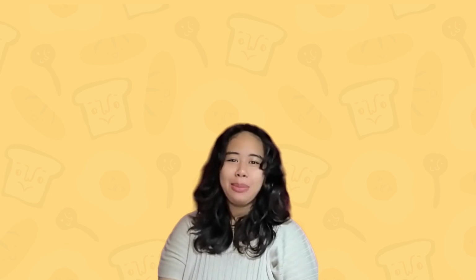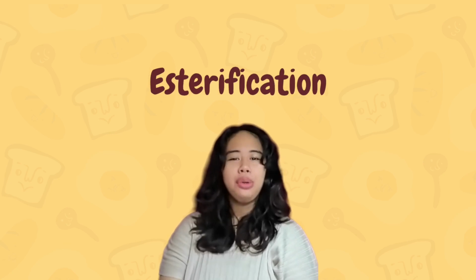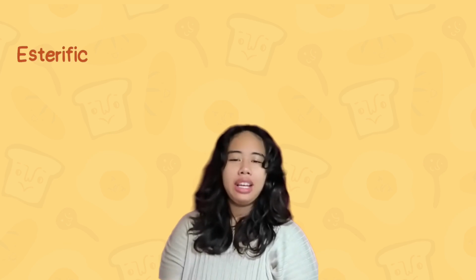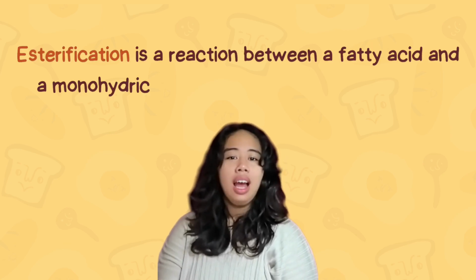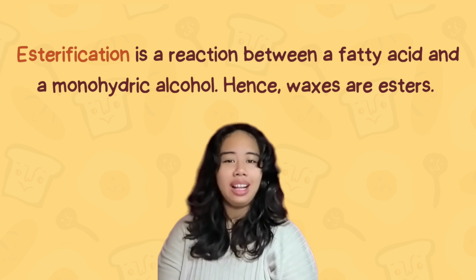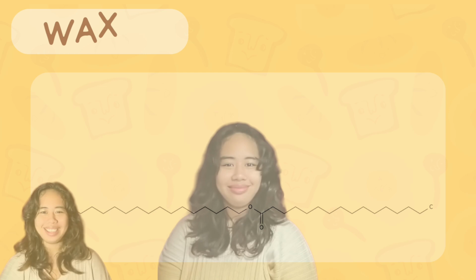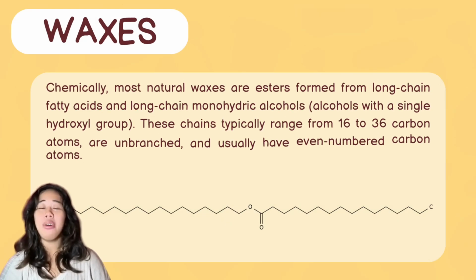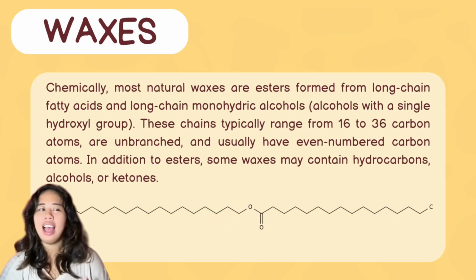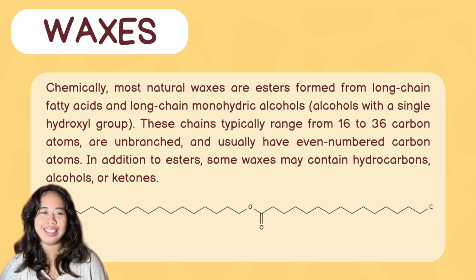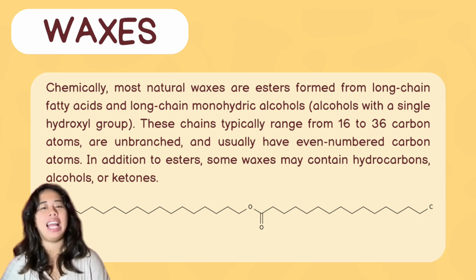Waxes are formed through esterification. If you knew that beforehand, very good, you did your research. Esterification is a reaction between a fatty acid and a monohydric alcohol. Hence, waxes are considered to be esters. Now let's talk about chemistry. Most natural waxes are esters, meaning they are compounds formed by the reaction of long-chain fatty acids and long-chain alcohols. These chains usually range from 16 to 36 carbon atoms.